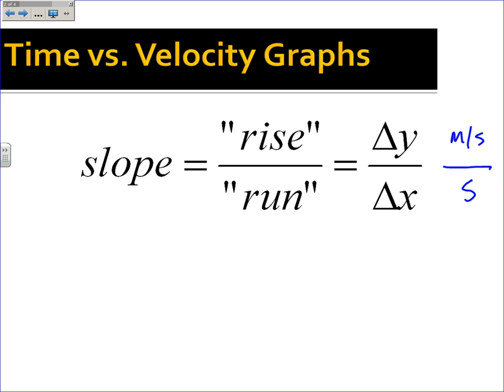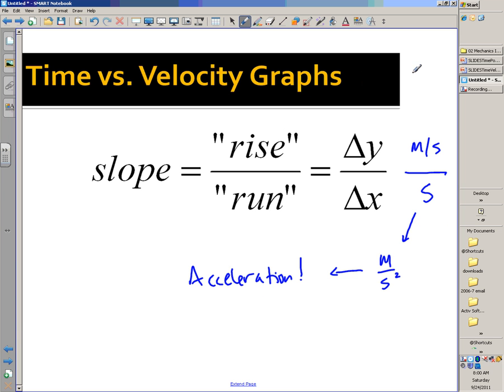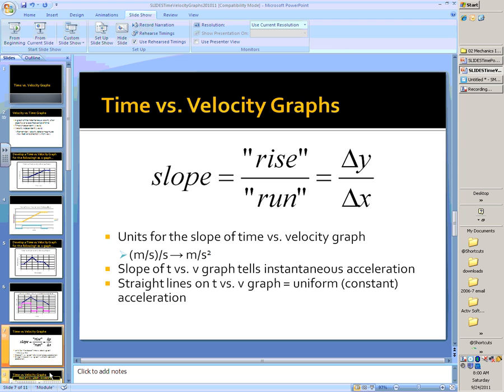Seconds on the bottom. Hopefully you remember from our previous recordings that meters per second over seconds can be simplified down to meters per second squared. But more importantly, that's the unit that we use to represent acceleration. All right? The slope on a time versus velocity graph will tell us the acceleration of that object during that time. Okay? Just like the slope on a time versus position graph tells us velocity, the slope on a time versus velocity graph tells us acceleration.